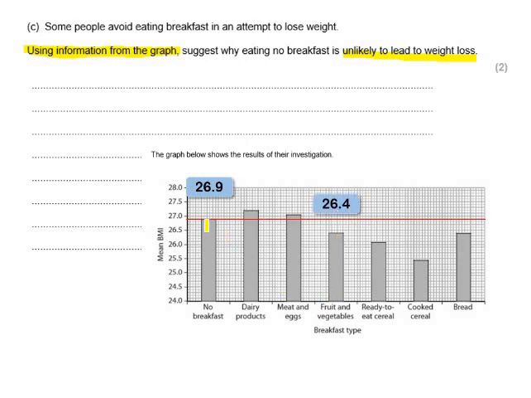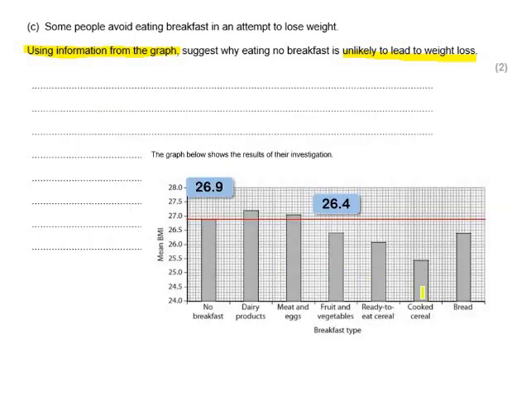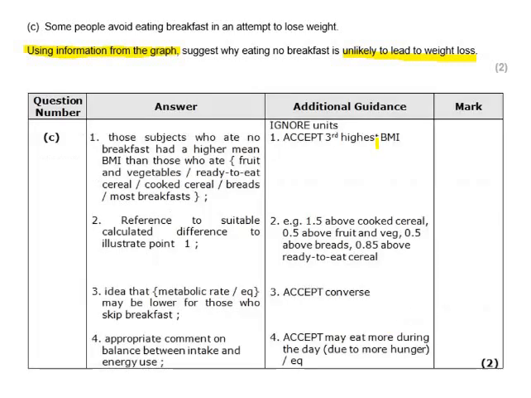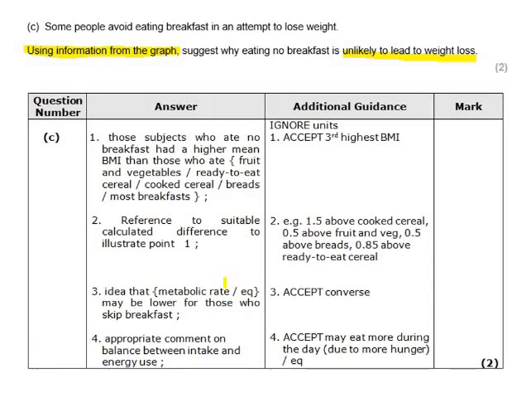So already we see eating no breakfast gives a higher mean BMI than eating fruit and veg. And the marks are available for you here. So the subjects who ate no breakfast had a higher mean BMI than those who ate, and then you can give an example of one of the other ones, like fruit and veg, ready to go cereal, cooked cereal, or bread. You can also get that mark if you said it was the third highest BMI, after dairy products and meat and eggs. Reference to a suitable calculated difference.